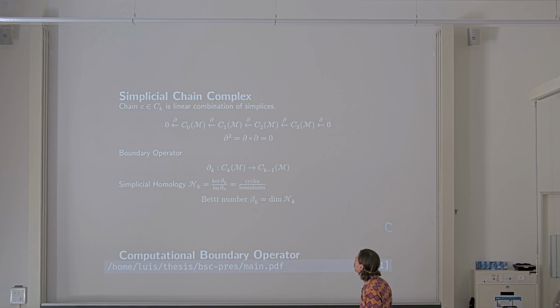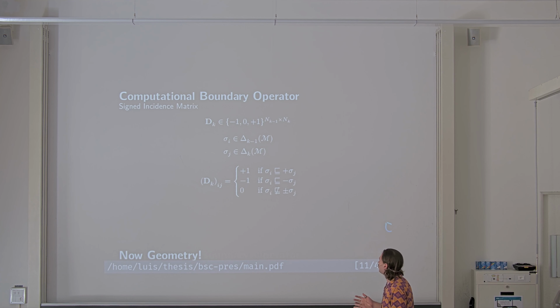And we can now do simplicial homology on this simplicial chain complex, which allows us to identify the holes of our domain. So basically forming the quotient group between the cycles and the boundaries of our simplicial chain complex allows us to figure out how many holes there are, which is the dimension of this homology group.